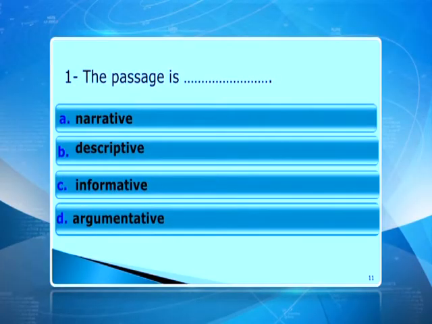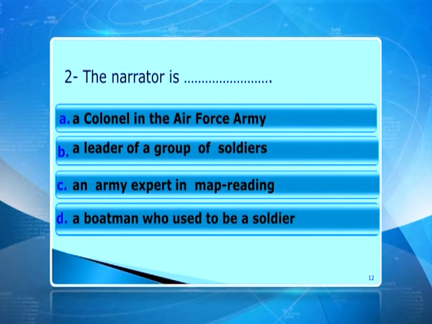Let's have a look at the first question. The reading comprehension passage is narrative, or descriptive, or informative, or argumentative. Here we speak about the style of the writing. Then question number 2: the narrator, is he a colonel in the Air Force Army, or a leader of a group of soldiers, or an army expert in map reading, or a boatman who used to be a soldier?